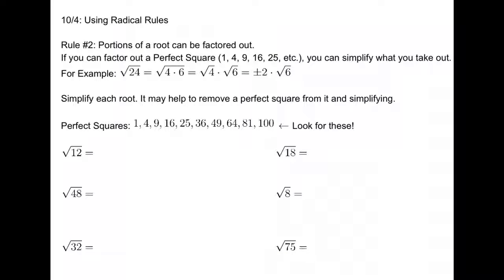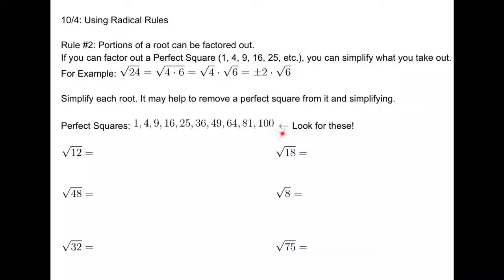you take out. For example, if we break down the square root of 24, we can convert this into its factors, 4 and 6. 4 is a perfect square. So if we split this into the square root of 4 and the square root of 6, the square root of 4 becomes plus or minus 2, and the square root of 6 cannot be simplified. Simplify each root. It may help to remove a perfect square from it and simplifying.